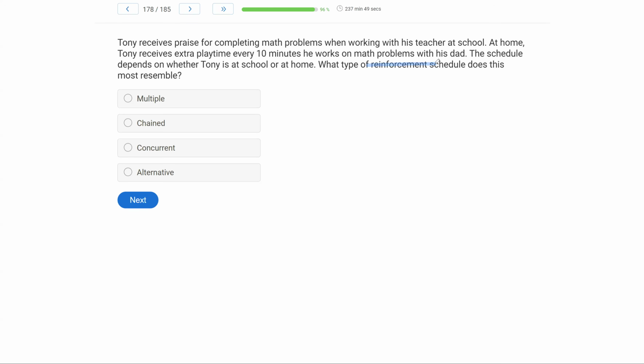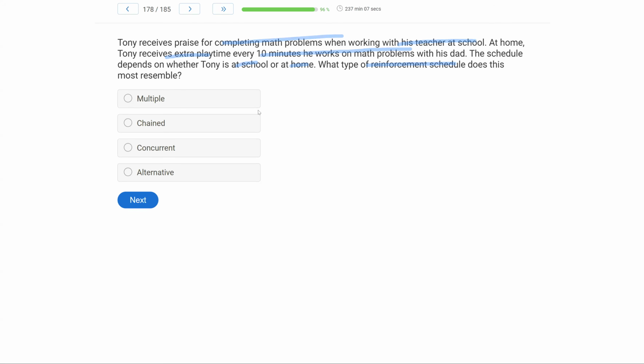So we have a compound reinforcement schedule question because we've got multiple schedules going on. First, Tony gets praise for completing math problems with his teacher at school. At home, he gets extra play time every 10 minutes he works on math problems with his dad. So the behavior is the same, working on the math problems, but the schedule availability just depends on where Tony's at. When we have these two schedules that are rotating or dependent on the situation, and there's also the SD because Tony knows at school it's a certain type of reinforcement schedule and at home it's different, what will we call that?